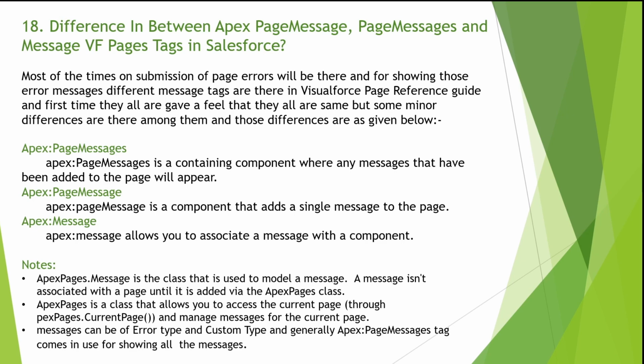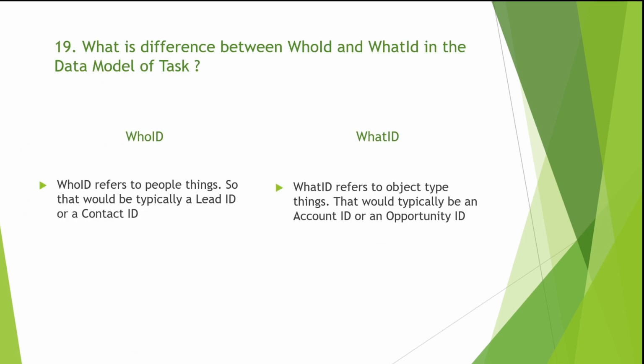What is the difference between WhoId and WhatId in the data model of task? WhoId refers to people things. So that would typically be a lead ID or a contact ID. WhatId refers to object type things. That would typically be an account ID or an opportunity ID.